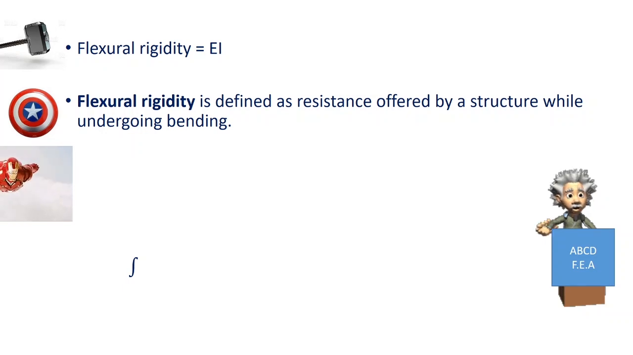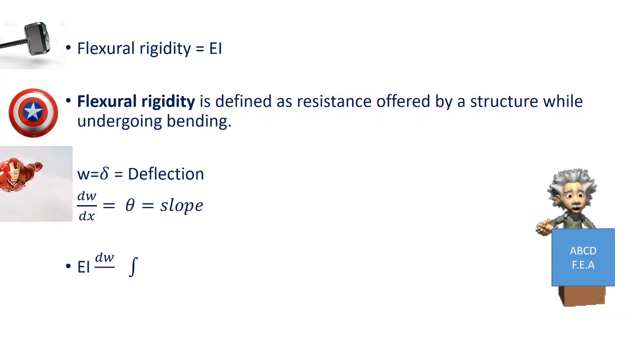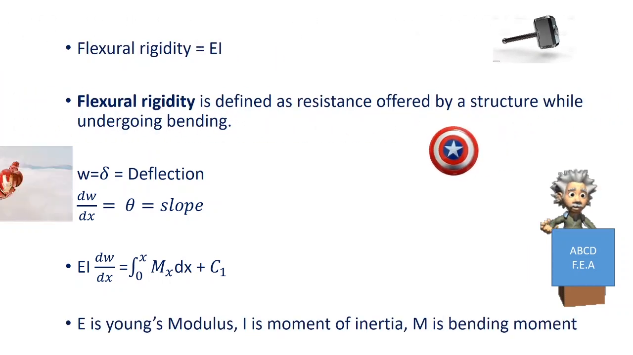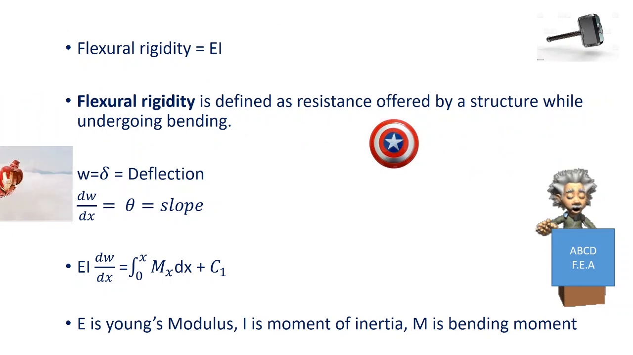Got it? If I am applying a force on steel, it won't deform because it has inner resistance. So W is the deflection, and the first derivative of deflection is slope. So finally we got this equation which we will be using throughout the session. Hope you understand this. This is fundamental mechanics of solids.